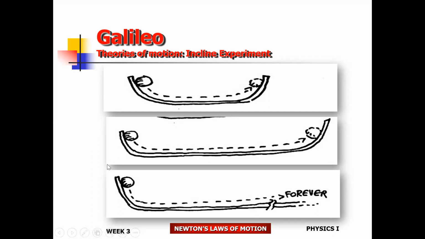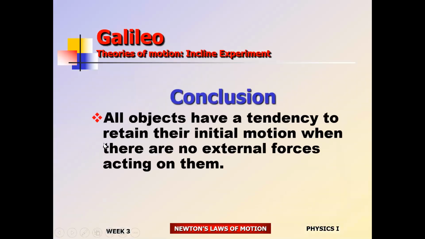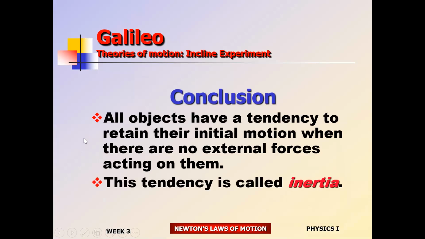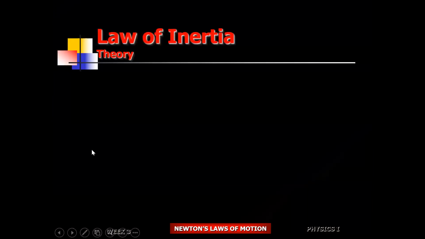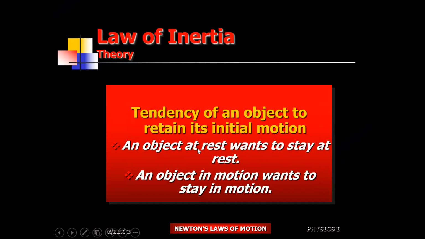About a generation later, someone named Descartes decided to call this inertia. Descartes is a French philosopher and a mathematician. So the person who coins the term is Descartes. The person who came up with the concept is Galileo. So what's the meaning of inertia, if that's the case? Well, inertia means two things: a tendency to retain initial motion, or resistance to change in motion.